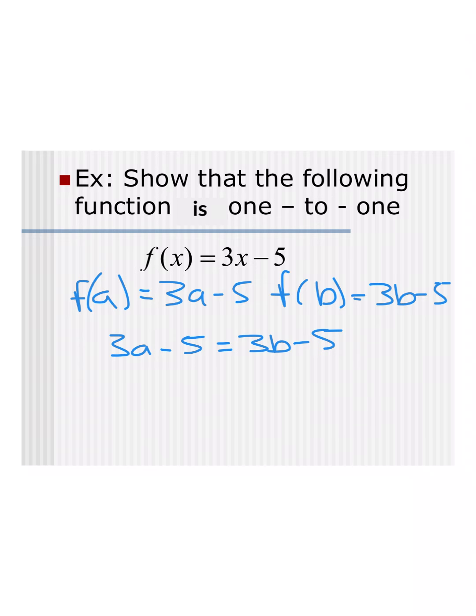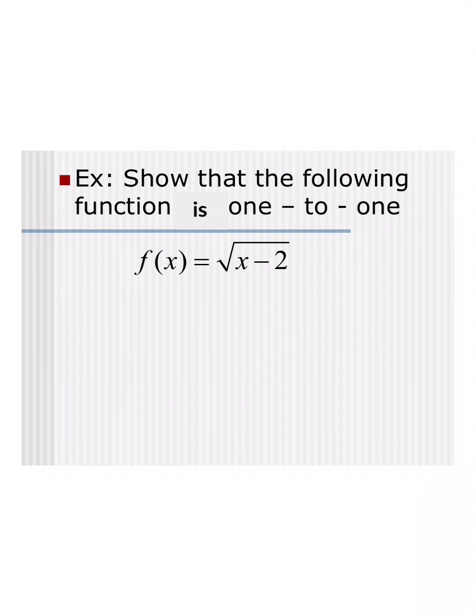I'm going to add 5 to both sides, which gets me 3a equals 3b. Divide by 3 on both sides, and I get a equals b. And this is what we want. What this means is that if I plug in two different values into my function, they end up having to be the same value, or there's no way for them to be equal, which means there's only one x value assigned to every y value.